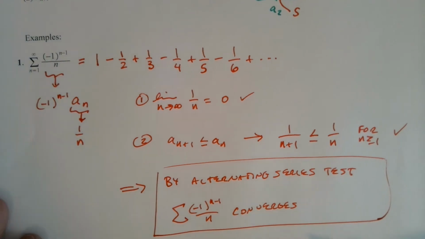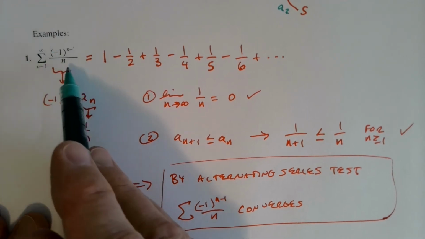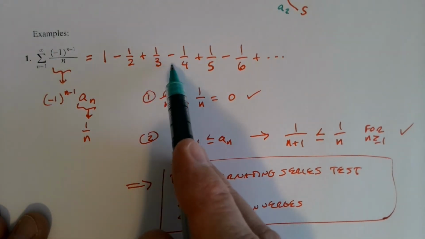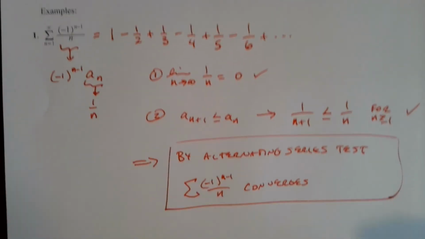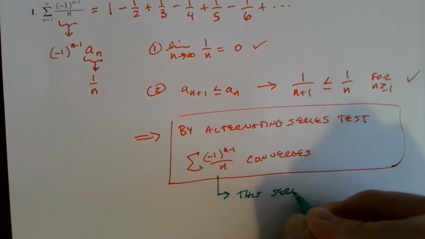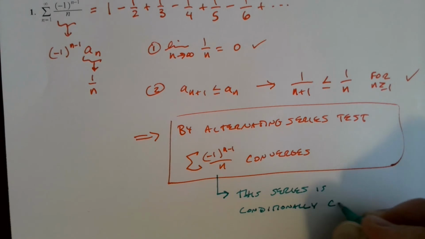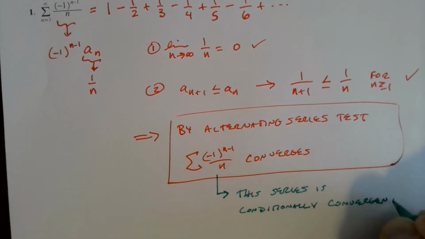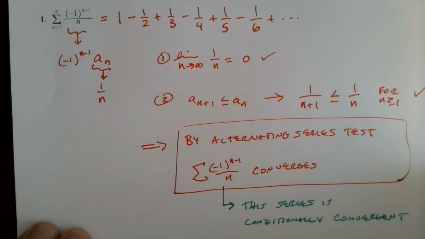But realize, if I say, is this series absolutely convergent? If I took the absolute value of these terms, what would I get? I get 1 plus a half plus a third plus a fourth plus a fifth plus a sixth. That's the harmonic series, and we know that is divergent. And so this series is conditionally convergent. So it's not absolutely convergent, it is conditionally convergent. But the alternating series test is helpful for us in finding the convergence of such series themselves.